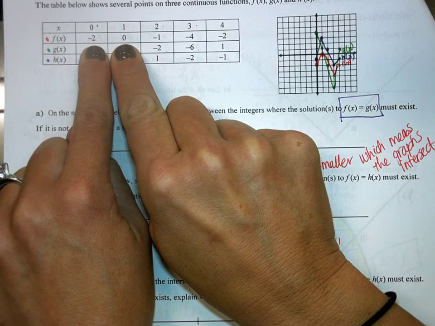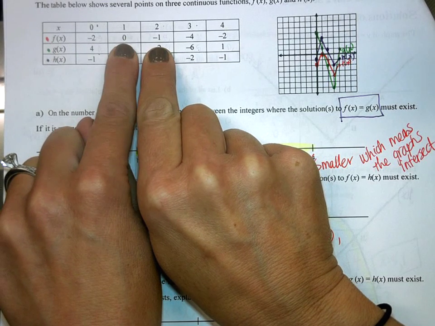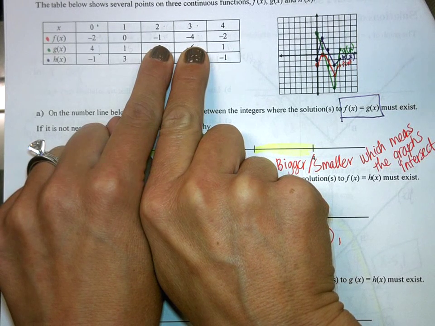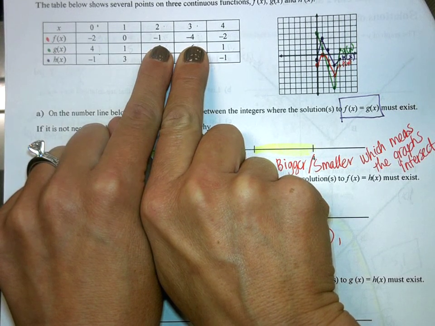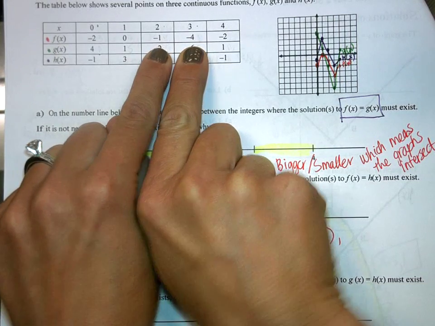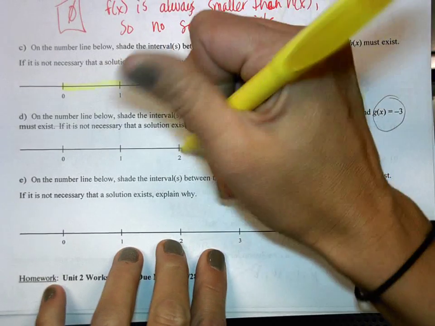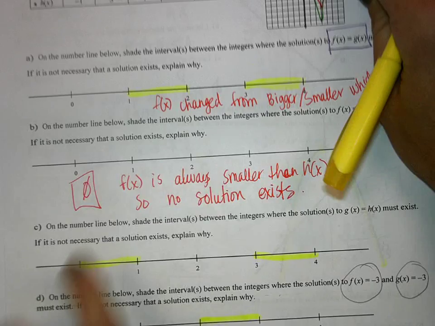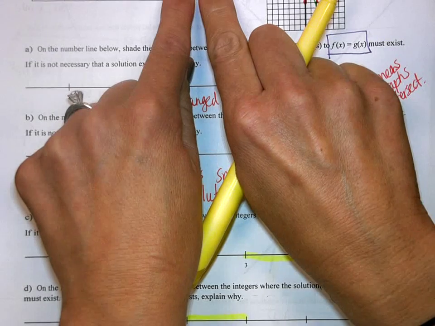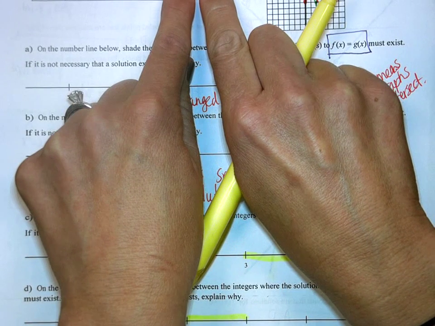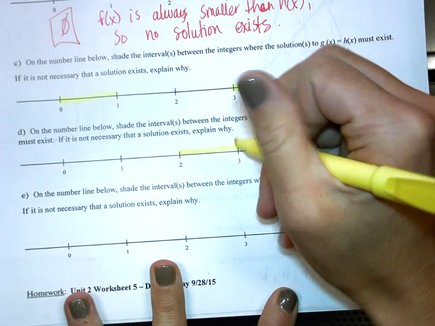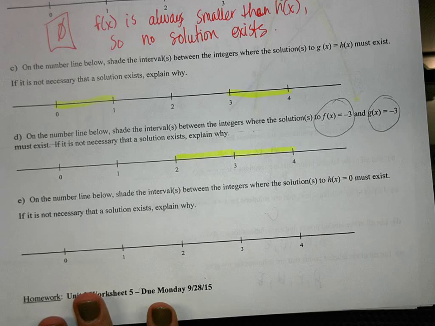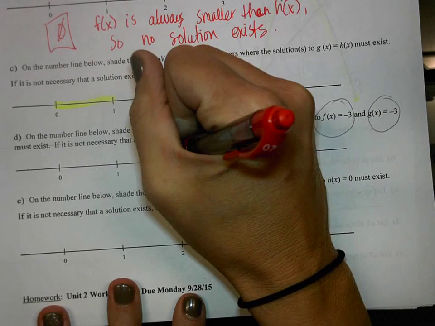No. Is negative 3 in between 0 and negative 1? No. Is negative 3 in between negative 1 and negative 4? Yes. So right now I'm going to highlight between 2 and 3. Okay? And then is negative 3 in between 3 and 4? Or between negative 4 and negative 2? Yes. So it could also be between 3 and 4. Okay? And that was for f of x equals negative 3. So I'm just going to put f of x there.